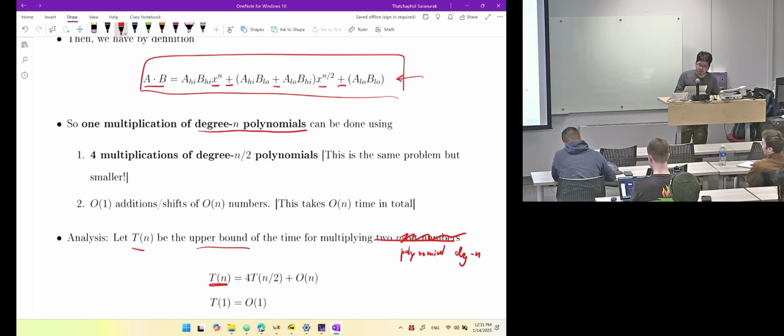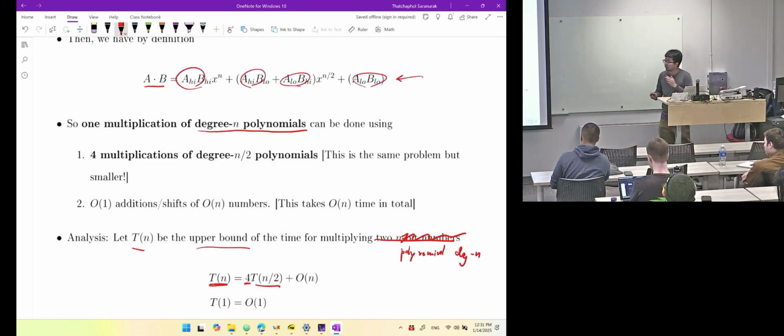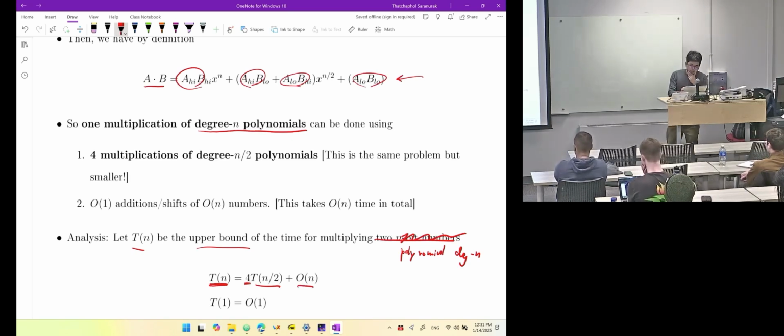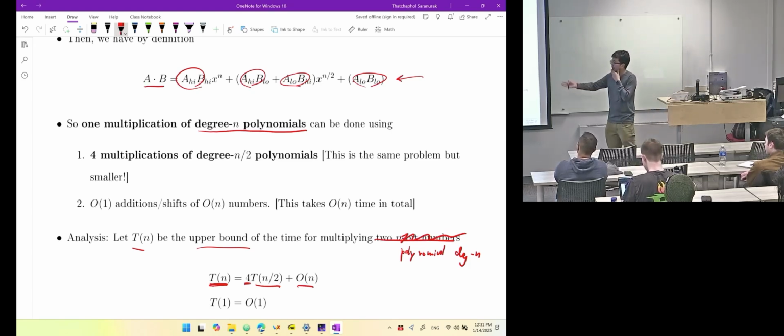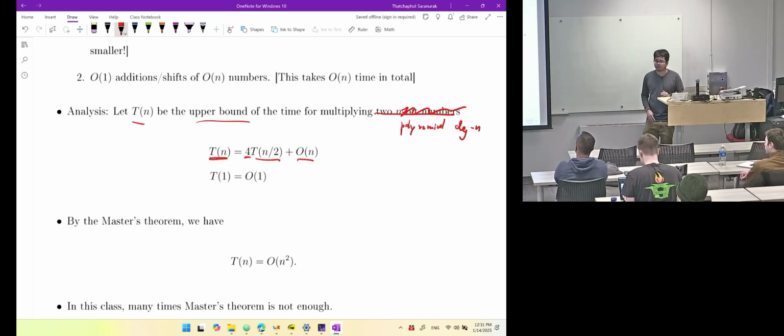To multiply 2 polynomials of degree n, you need to do 4 multiplications, right? Just these 4, of degree n over 2, and at the end you do something like n operations to add them up. You can try to solve this recursive equation, and from the master theorem you can see that it's n squared, so no improvement, but okay, it's a different algorithm.